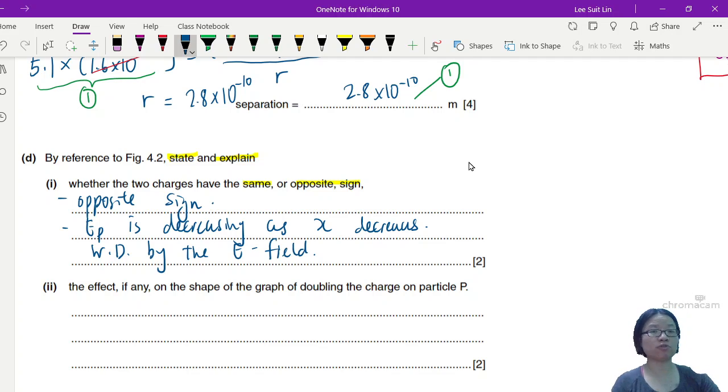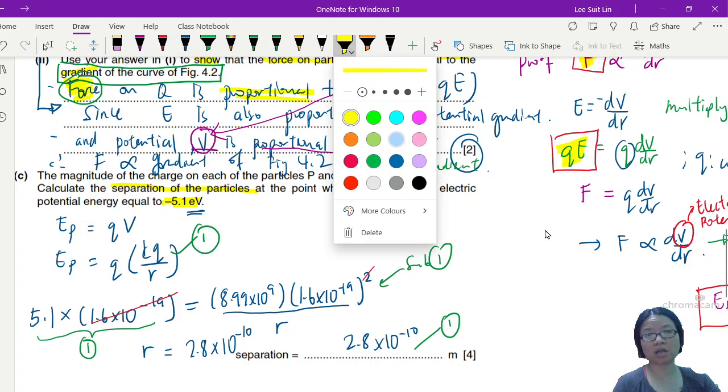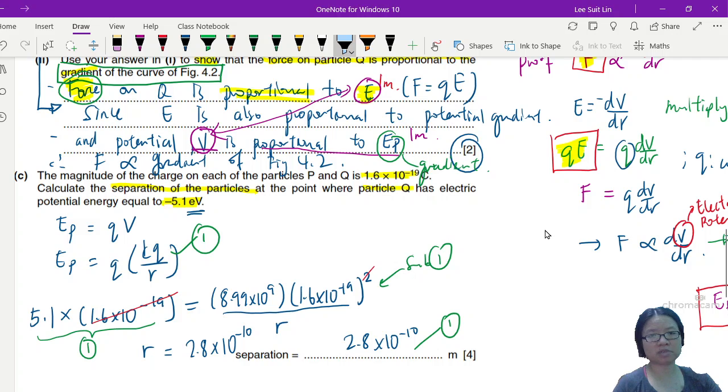So if the electric field is doing the work, the electric field is attracting the charges. Alright. The effect on the shape of the graph for doubling the charge on particle P. Okay, so if you make P double the charge, you can look at your calculation here. Let's say my P becomes double, so let me highlight P in a different color. So let's say this is the charge for P.